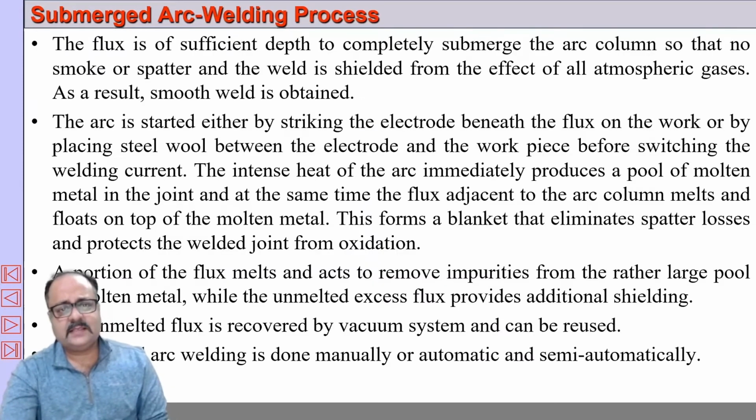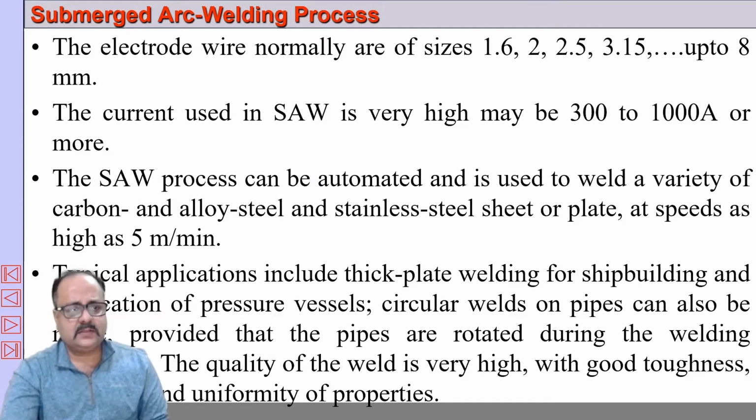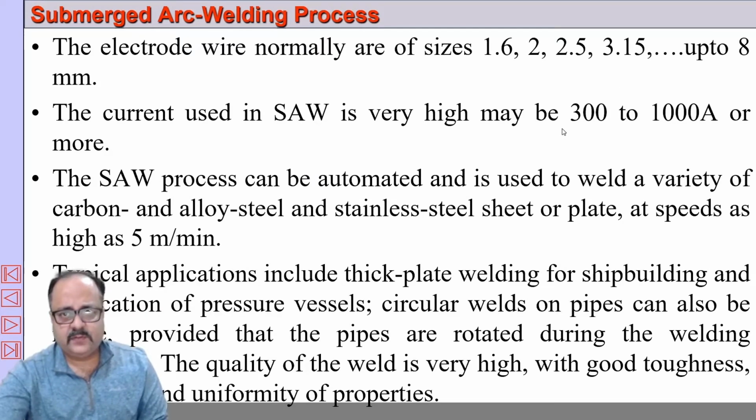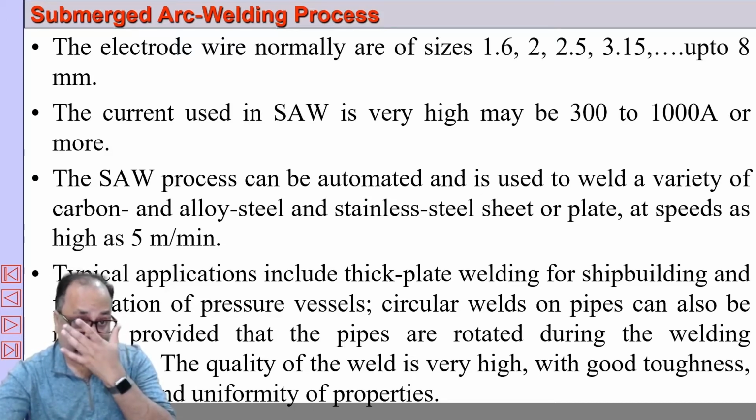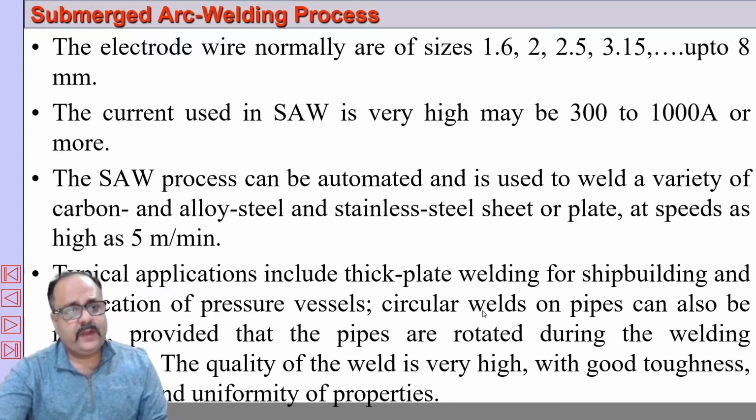So what are the fluxes that are used? Various oxides are used. We will be discussing that later. The current setting varies from 300 to around 1000 amperes depending on the diameter of the electrode and the thickness of the plate. The wire feeding is around 5 meters per minute. It is a standard depending on the wire size and the ampere setting again.